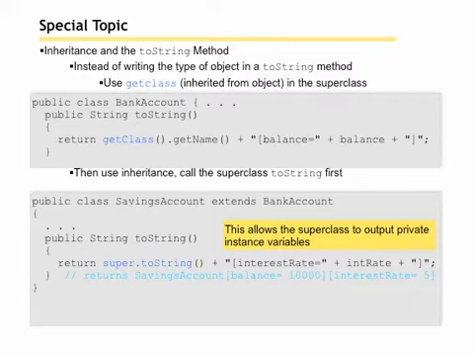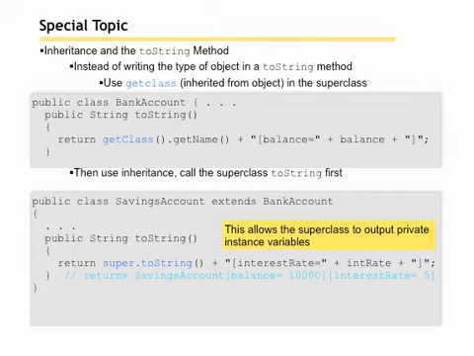So, inheritance and the toString method. Instead of writing the type of the object in the toString method, we can use getClass, which is inherited from Object, in the superclass. Assume we're using public class BankAccount, public String toString. We could say return getClass().getName(). That would be the class name, which would make our code a little bit more flexible, and then returning the balance.